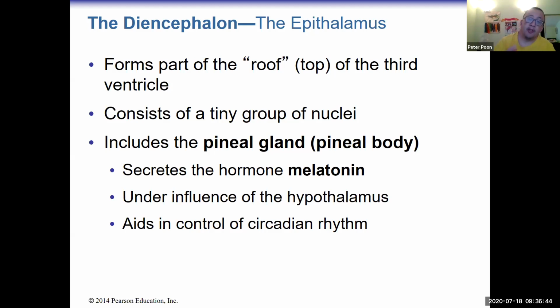Your hypothalamus tells you basically what time of day it is, and during the day you're supposed to be more active. At night, you're supposed to be more chill and relaxed, and that is circadian rhythm. Your hypothalamus sends a signal to the pineal gland to actually help control that.